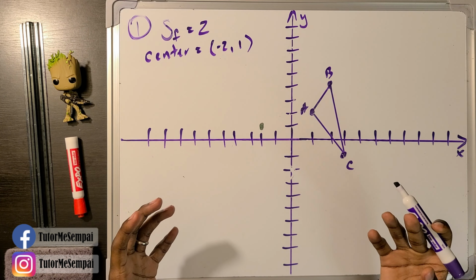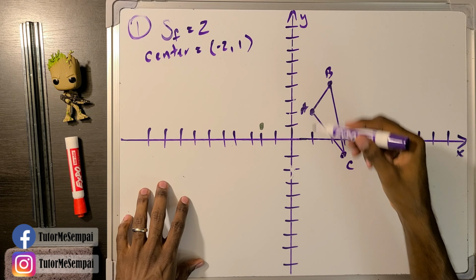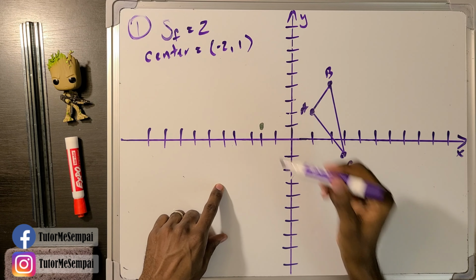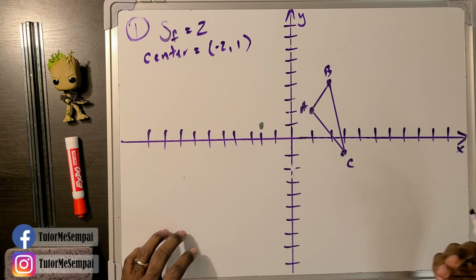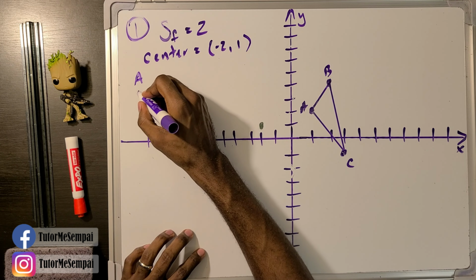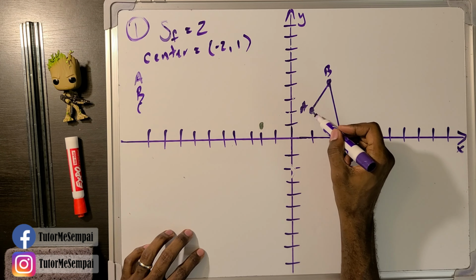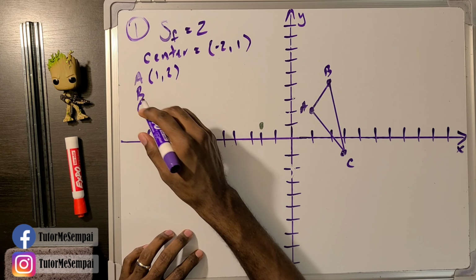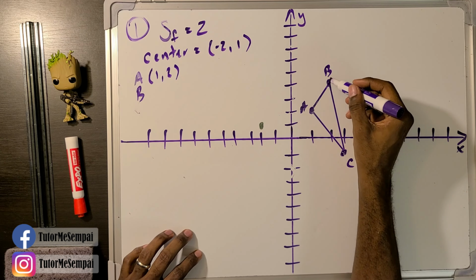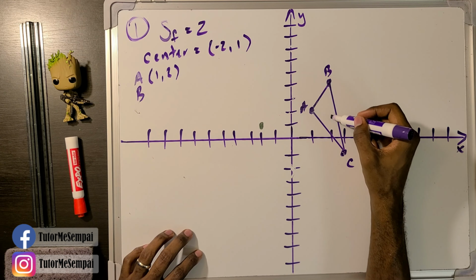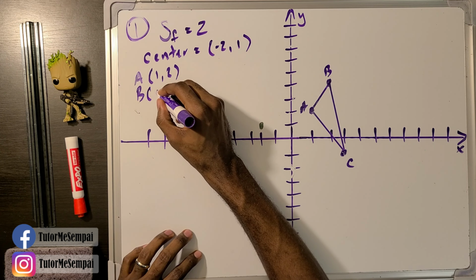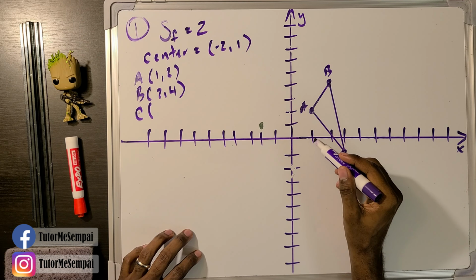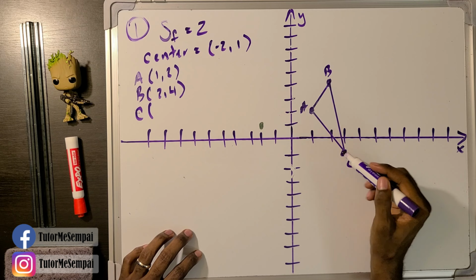So we don't have a shortcut. The first thing we have to do is figure out what our ABC are and find out how far they are away from this point. So what are our points A, B, and C? A is 1, 2. B is 2, 1, 2, 3, 4. So 2, 4. And C is 1, 2, 3, -1.